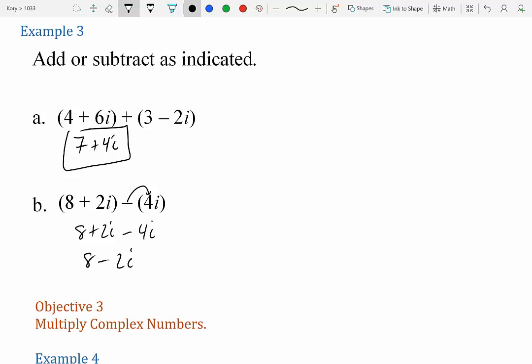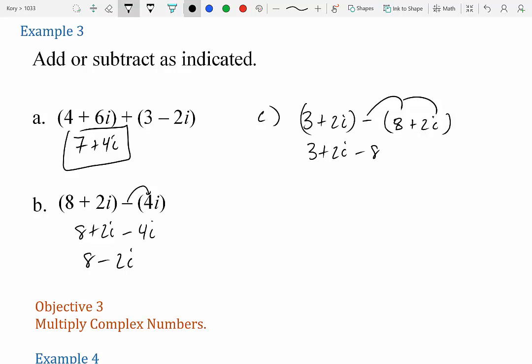Now I'm going to show you one I don't have in here that happens when something cancels out. We have this negative, we need to distribute it. So we have 3 plus 2i minus 8 minus 2i. So we have 3 and -8 is -5, and then the i's cancel out. You see how they cancel? But that's not standard form, so we need to put in a 0i. If anything's missing, you just put it in as a 0.